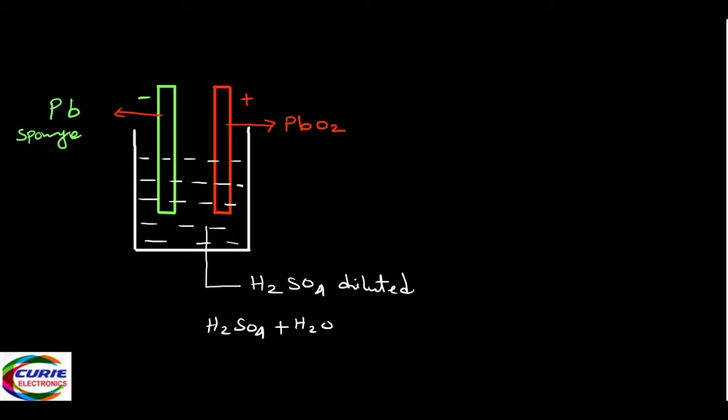Now, if we discharge, what we have to do? We have to connect a load. Okay, so let's connect a bulb here, or resistance. If we connect, the battery starts to discharge. Now we are going to see the discharging of lead acid battery. While discharging, what happens? What is there?